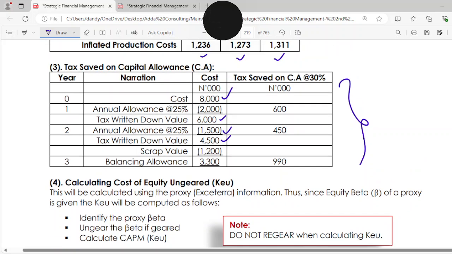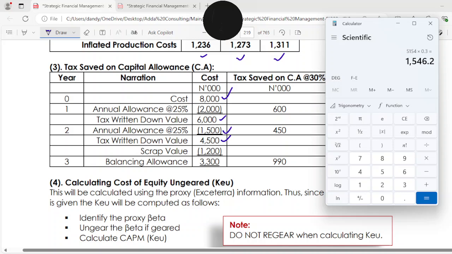So for me to now get the tax saved on capital allowance, I need to multiply the company tax rate by the capital allowance computed. Therefore, I will bring out my calculator. How do I get my tax saved? I will say capital allowance of 2,000 for year one multiplied by 0.3, which is the company tax rate. That will give me 600. That's how we got the first 600. Then the capital allowance of year two, 1,500 multiplied by the company tax rate of 30%, is 450. That's how we got the 450. Then in the third year, we have balancing allowance of 3,300 multiplied by the company tax rate of 30%. That's how we got the 990.